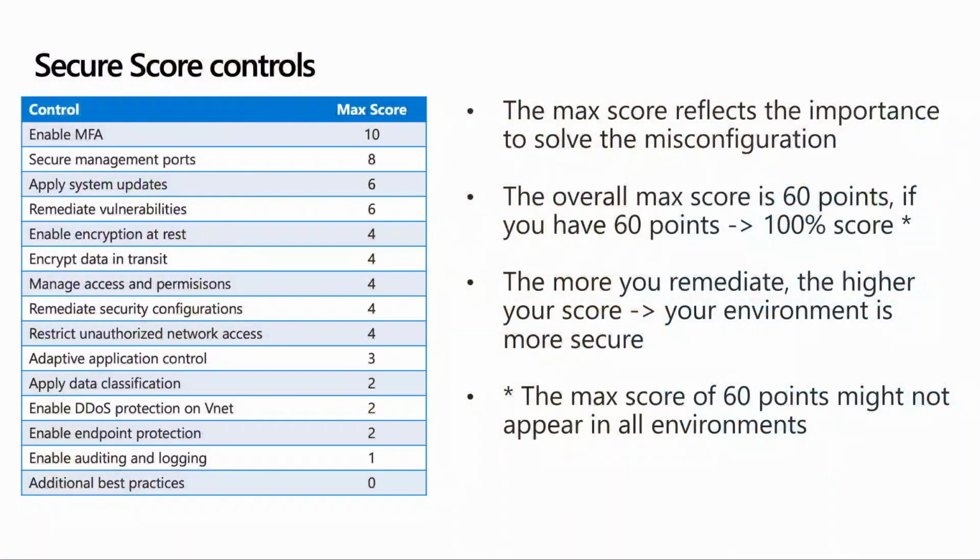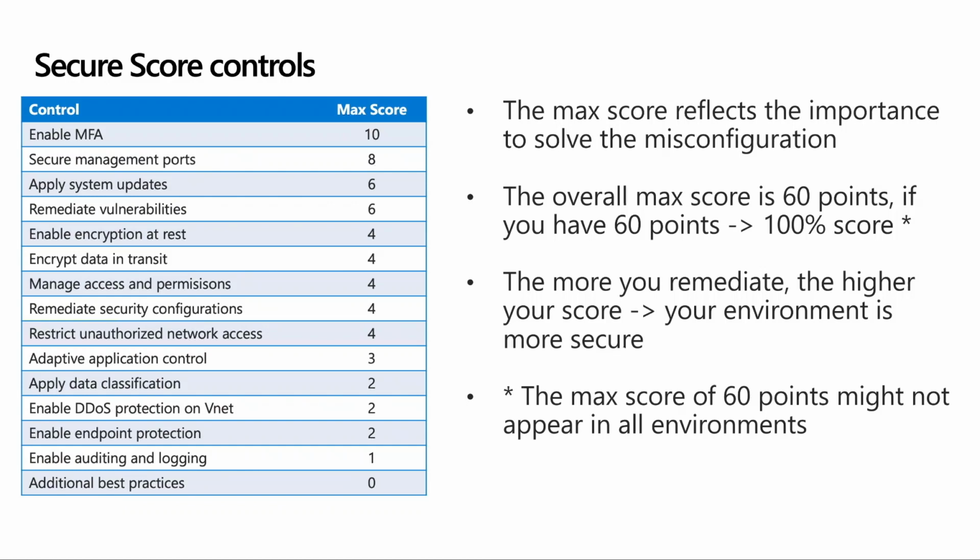Before we start and dig deep into Azure Security Center, I want to make sure that you understand how secure score is calculated and how our security recommendations will affect your secure score. So let's take a look at this table. As you can see, there are several security controls with a different maximum secure score, Enable MFA being the one with a maximum score of 10, whereas additional best practices will not affect your secure score. If you count these points together, you will see that you can reach a maximum secure score of 60 points. And if you have 60 points, then that means that you have a secure score of 100%.